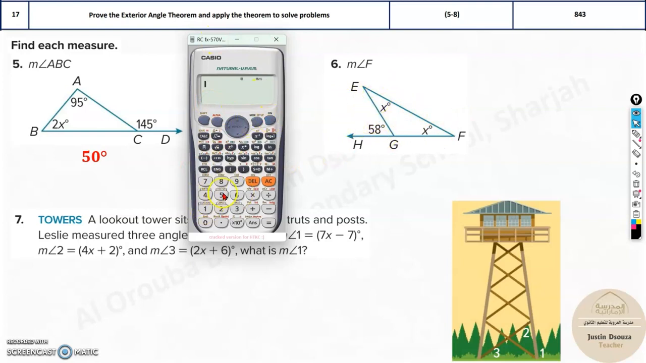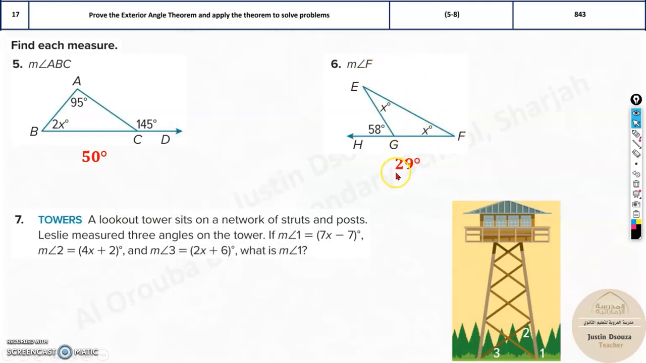58 would be equal to x plus x, that is 2x. Now the value of x is 29, but what do they want? Measure of angle F, and that is the same thing because it's only x, it's 29. Similarly, please do solve the others.